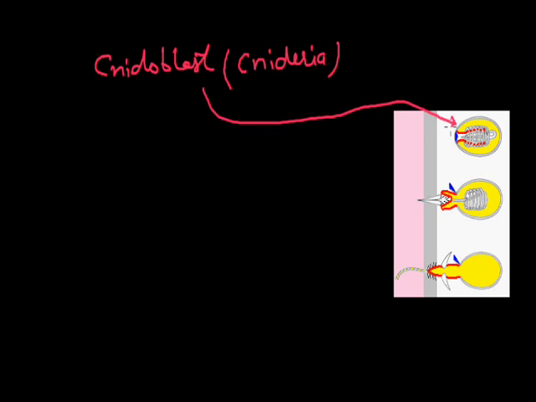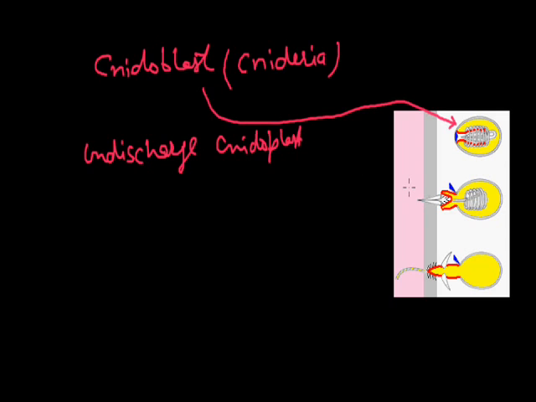Another specific cell present in this group of animals, which we have already discussed, is the nidoblast. Nidoblast is the sting cell present in this group, so we call the phylum Cnidaria. This is the nidoblast cell. This is the undischarged nidoblast cell.